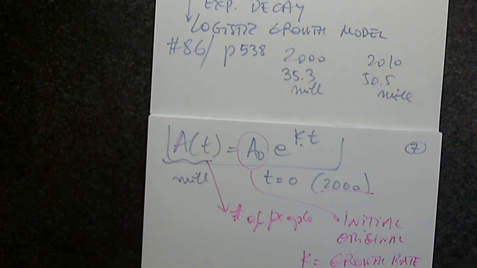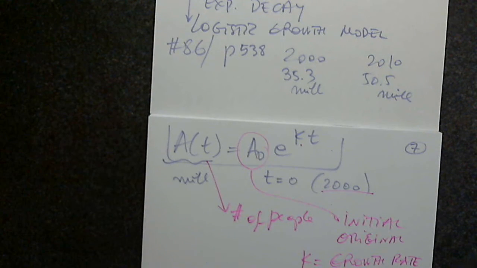So let's go back to the problem and analyze the information that is given to us. Ready? In the year 2000, 35.3. In the year 2010, 50.5. What are we given here? When we are told in the year 2000, 35.3, in the year 2010, 50.5, what is this? Yes, time and amount.